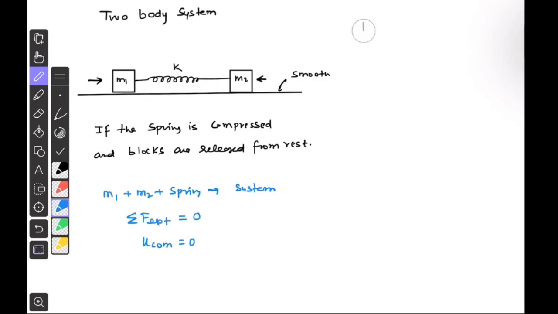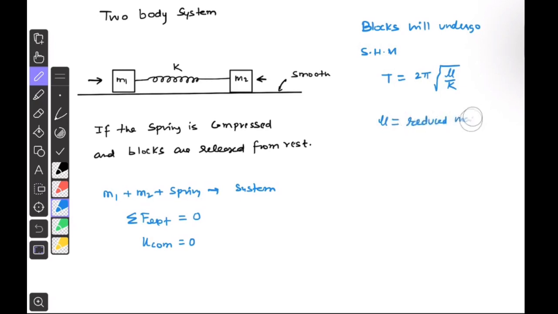So the blocks will undergo SHM, I'm writing the result that we will prove also. And the time period of the system will be, suppose if I had one block and one spring system, what was the time period? 2 pi root m by k. So now the time period will be 2 pi root mu by k, where mu we call the reduced mass, and that will be equal to m1 m2 by m1 plus m2.